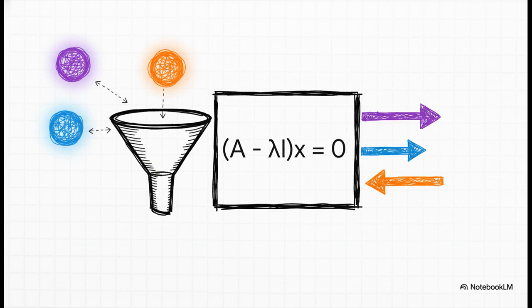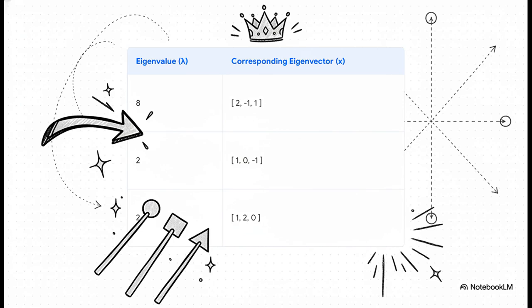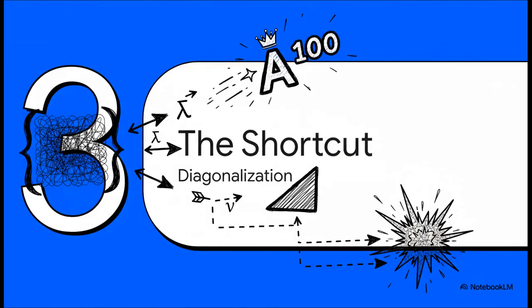The process for finding these vectors is also really methodical. For each eigenvalue we just found, we plug it back into this formula, A minus lambda I times x equals 0, and then we just solve for the vector x. So you do the math for our eigenvalue of 8, then for the eigenvalue of 2, and then for the other 2, and what you end up with are these three corresponding eigenvectors. We've got the whole set now, our magic numbers and their magic vectors. All right, this is the moment we've been building up to. We have the eigenvalues, we have the eigenvectors, we have all the pieces we need to finally put together our amazing shortcut for calculating A to the power of 100.